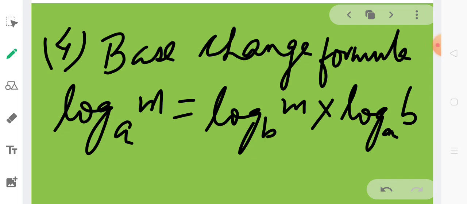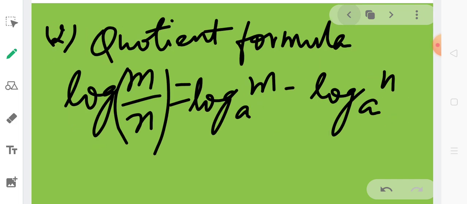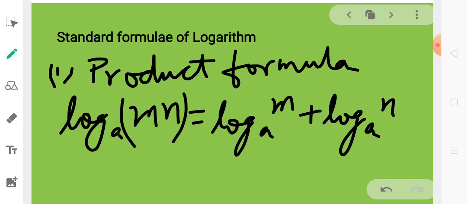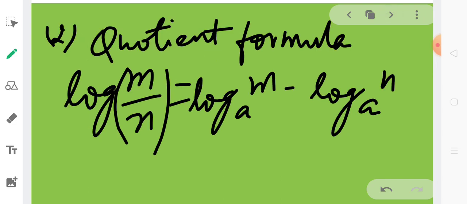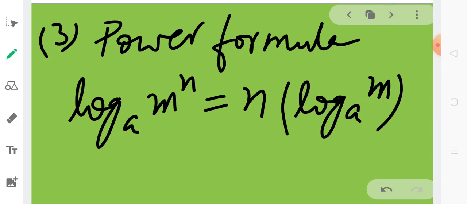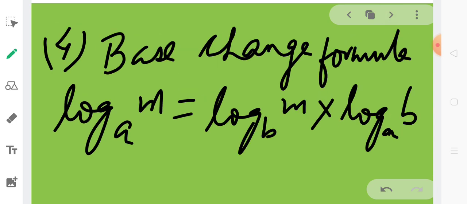So these are the 4 basic formulas. The first one being the product formula, the second one being the quotient formula, the third being the power formula, and the fourth being the base change formula. Now these 4 standard formulas in logarithm would be used widely while we are solving some problems.